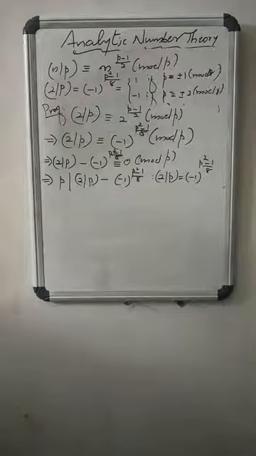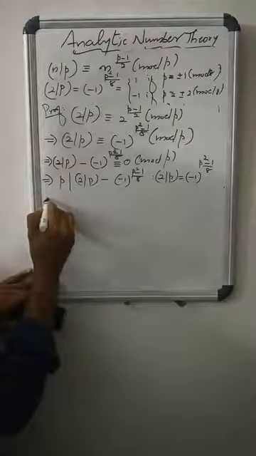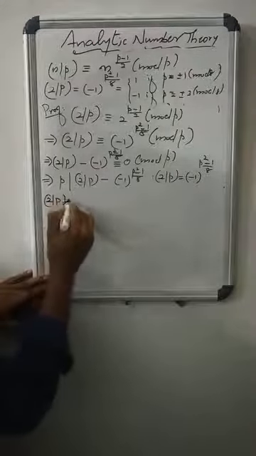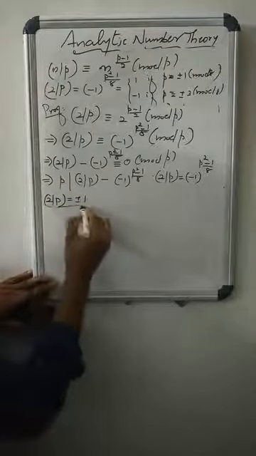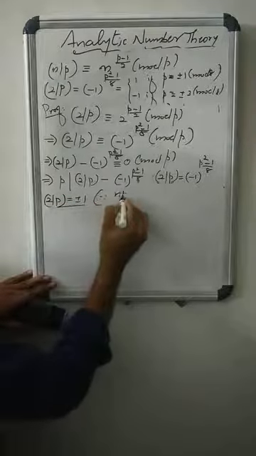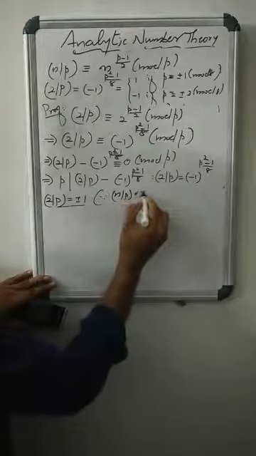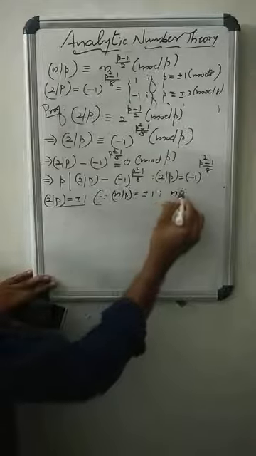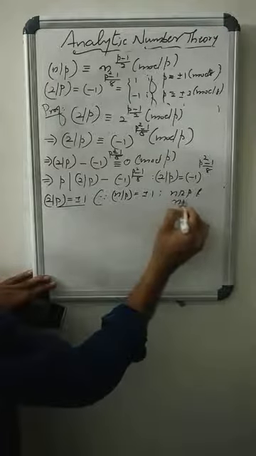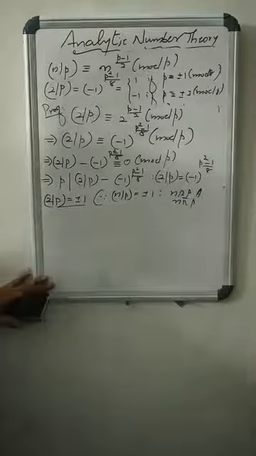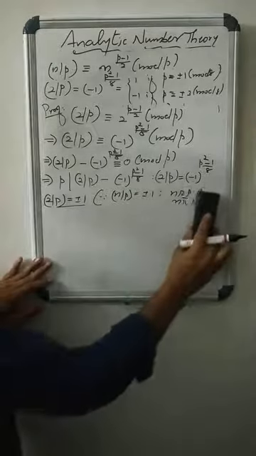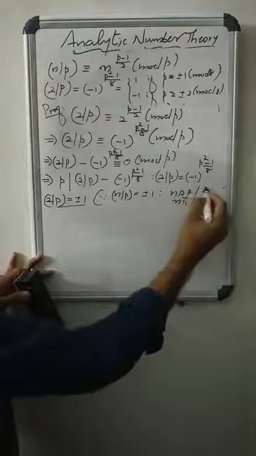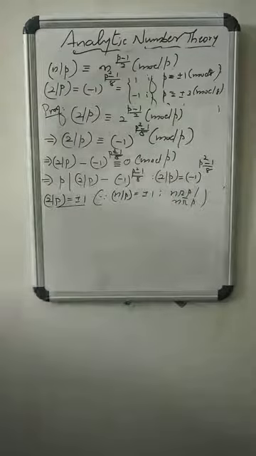Agree? But we have (2/p). What is (2/p)? (n/p) equals plus or minus 1, because the Legendre symbol (n/p) equals plus or minus 1 if n is a residue mod p or n is not congruent to 0 mod p. So according to that argument, here (2/p) is also plus or minus 1.